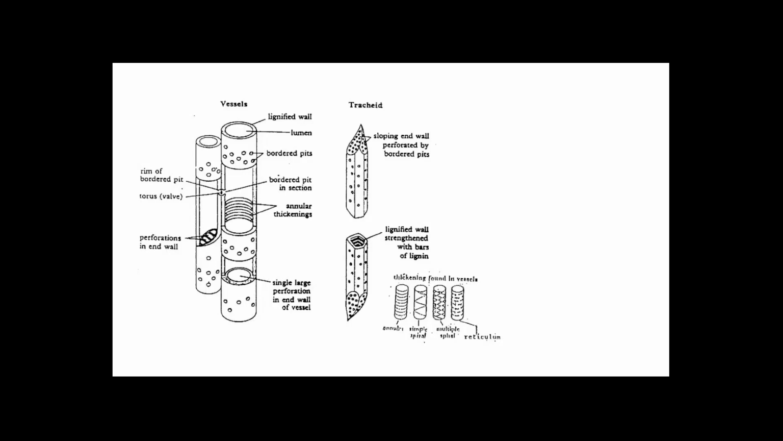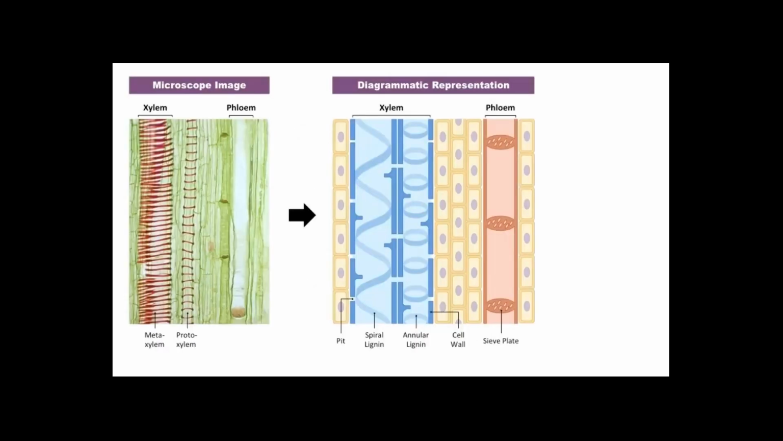And the next thing is to define thickening in xylem vessels. And thickening can be annular, simple, or reticulate. That's this part here. And these offer structural support and prevent the vessels from collapsing inwards. You can see a microscope image of xylem and metaxylem. And we can see a diagrammatic representation where we have spiral thickening or annular thickening.